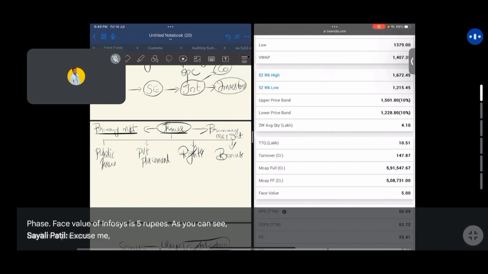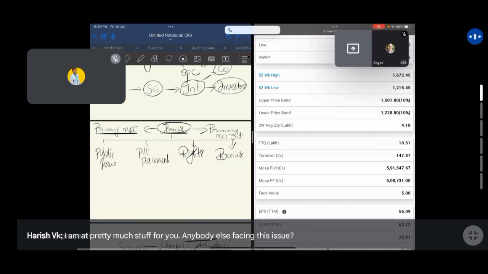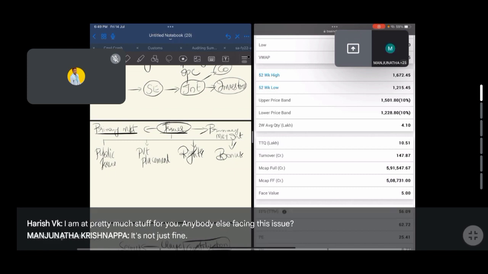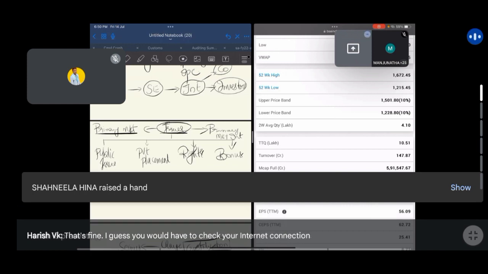Excuse me, sir. I'm not able to hear you. Please increase the volume. I am at pretty much top volume. Anybody else facing this issue? No, sir, it's fine. I guess you would have to check your internet connection and log in again, probably one more time.